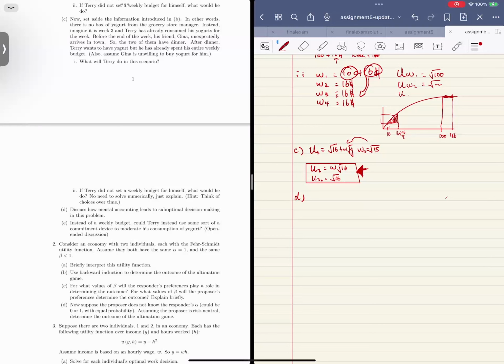I don't know. Yeah, I think this is the open-ended question. It's just that you need to make enough supportive evidence on how this could work as a commitment device to moderate the consumption. It could be some kind of really high-tech fridge where yogurt never expires. Something. I don't know. Yeah.